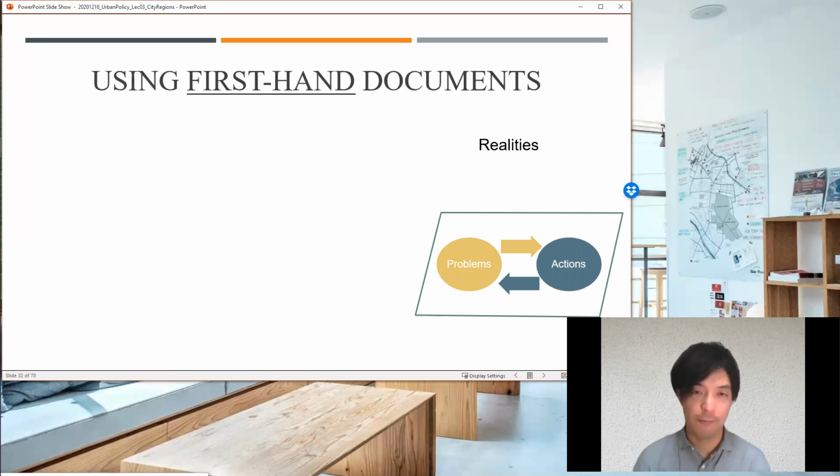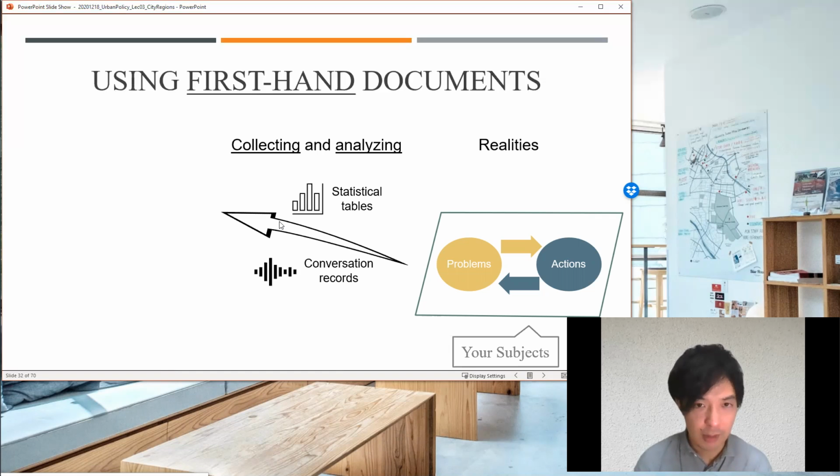We call these data raw data. Okay, these data may be varied. You should collect and analyze the data, but the data may be statistical tables, and these data may be records of conversation between a couple of people.